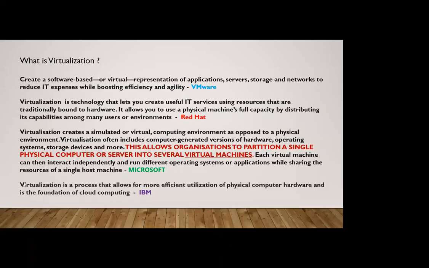Got it? That is what virtualization is all about. Now I'll read the last definition here, from IBM. It says virtualization is a process that allows for more efficient utilization of physical computer hardware. How is there more utilization of physical computer hardware? You can take one hardware and you can run multiple operating systems there. So that is better. And it is the foundation of cloud computing. Now it says clearly, it is the foundation of cloud computing.